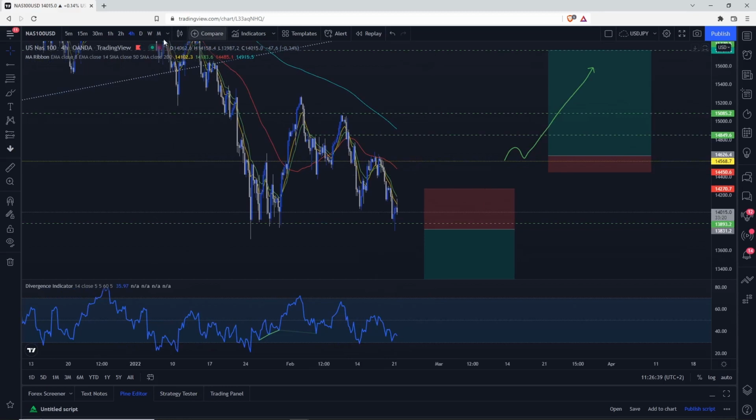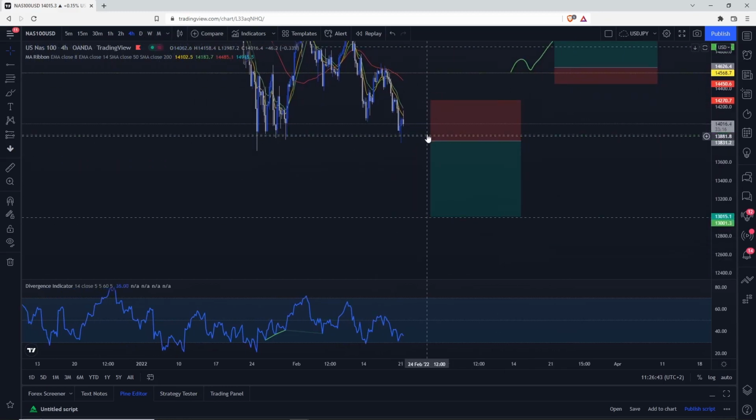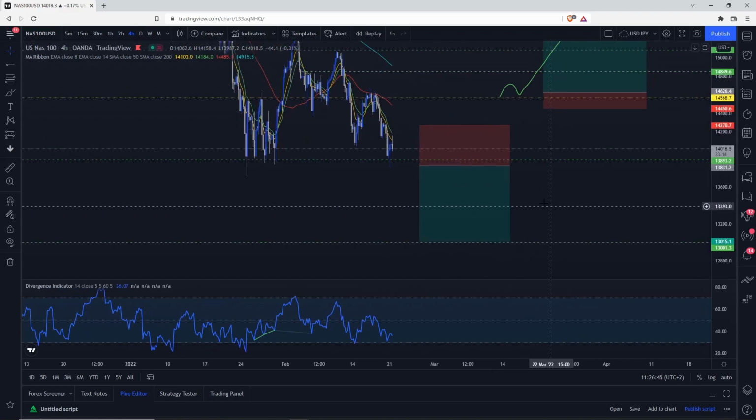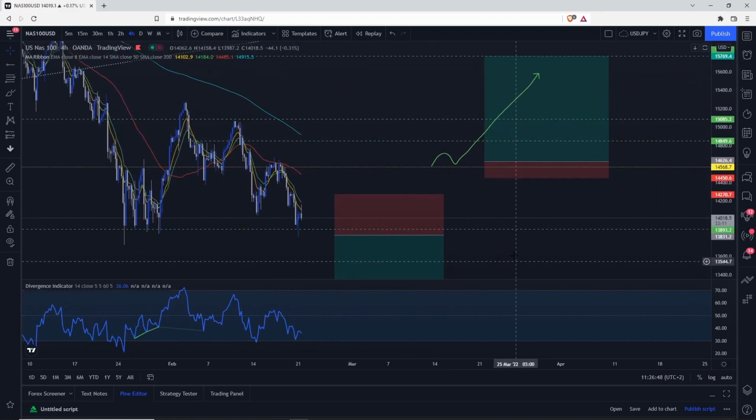Remember, overall, as it stands, Nas is on a down, right? We needed to break here in order for it to confirm the downside movement, right? But for now, these are my two sentiments. Get in from this line here on the buy.